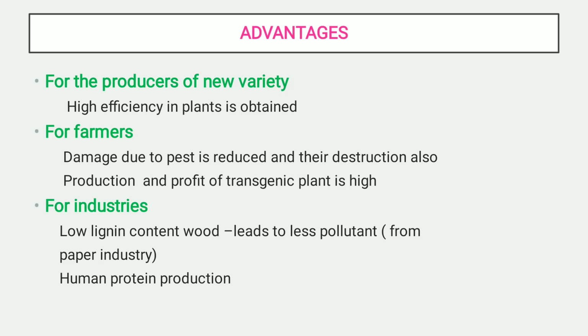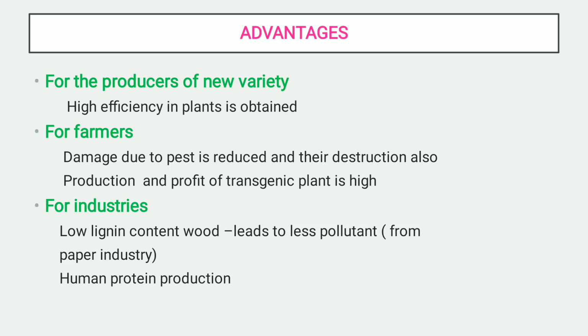So next, coming to the advantages of transgenic plants, they have tremendous advantages. There are advantages for the producers who produce new varieties. At the same time, highly efficient plants can be obtained. It is also advantageous for farmers, that is the damage due to pests is reduced and the destruction of the crops can also be prevented, and the production and profit of the transgenic plants which they produce will be high.